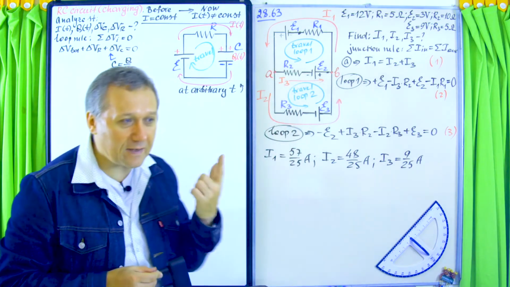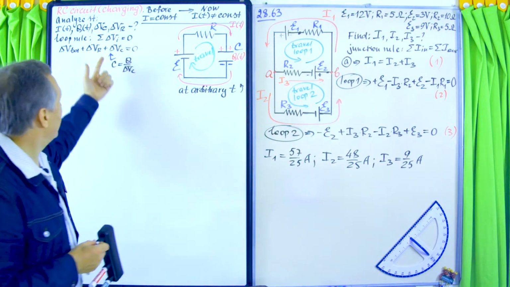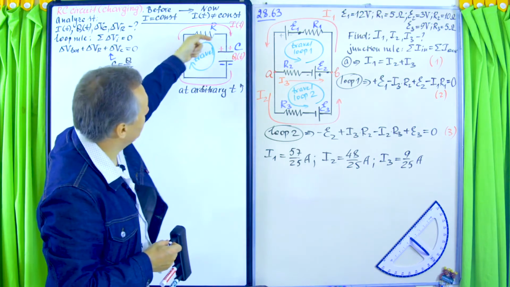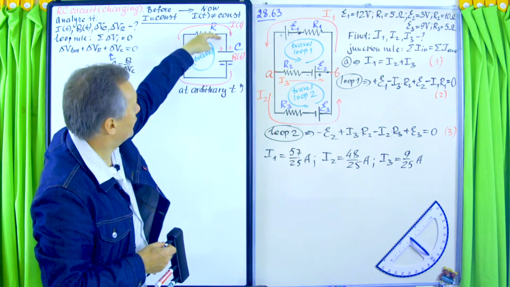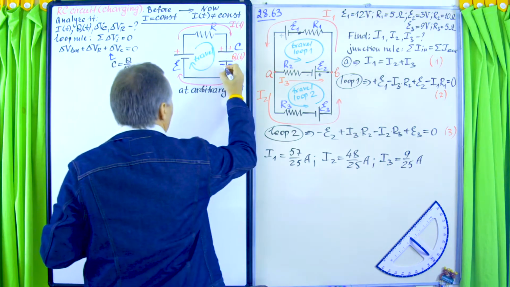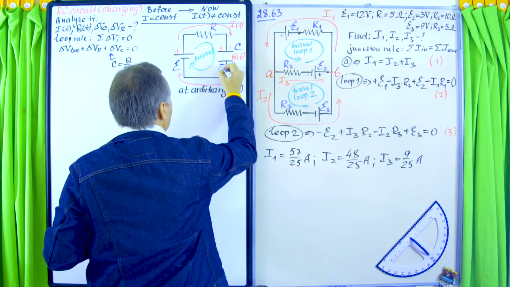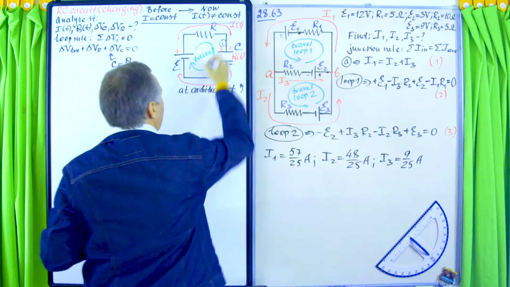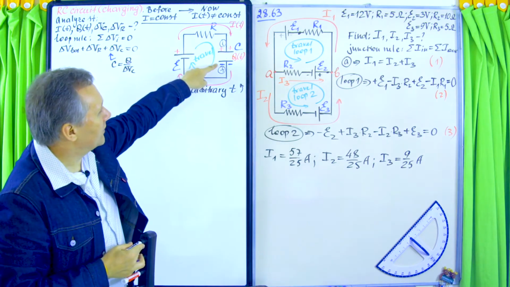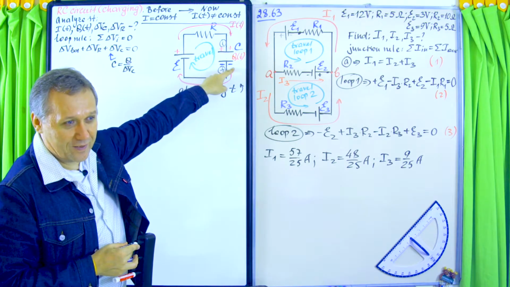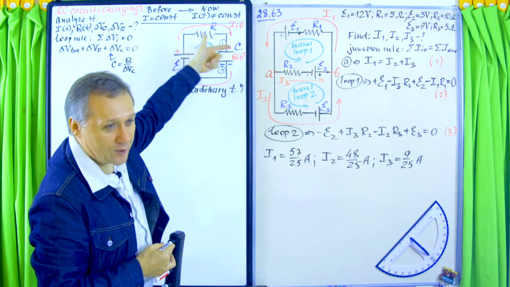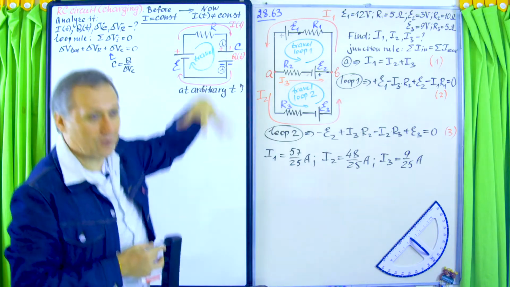But what about the sign of this delta V across the capacitor? So you see, we travel this way, from top to the bottom, across the capacitor. So this will be our final point when we are crossing the capacitor, and this will be our initial point. This final point is negatively charged. It is at lower potential. This electrode is positively charged, so higher potential.